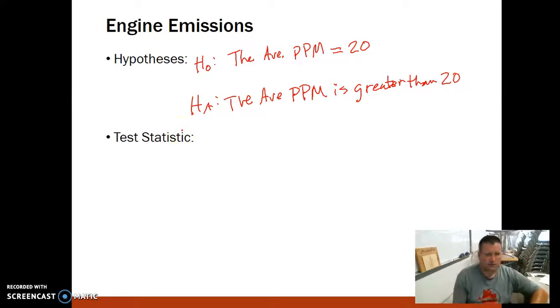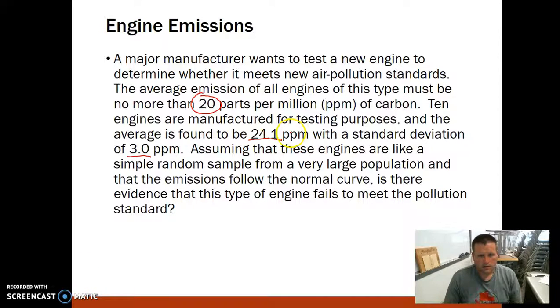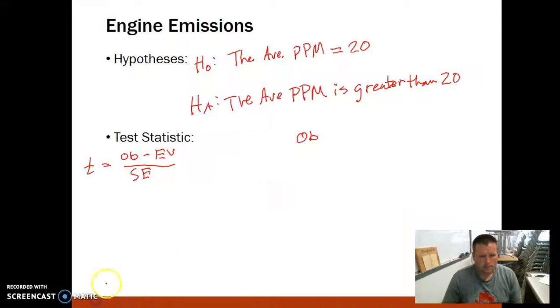Okay, so we need to find our test statistic. So we're looking for our t-score in this case. Same thing as our z. We're looking for our t-score, which is still our observed minus our expected value all over our standard error. Our standard error is going to change a little bit though. So just quickly here, our observed, if you go back here, is this 24.1. We know that our expected value, we expect it to be 20. That was what it needs to meet.